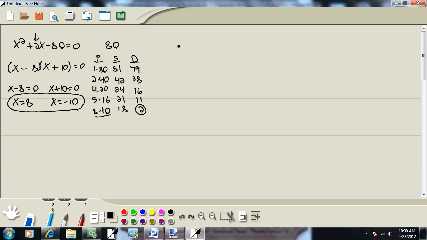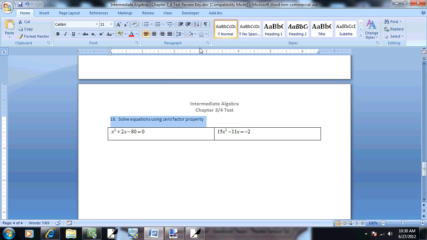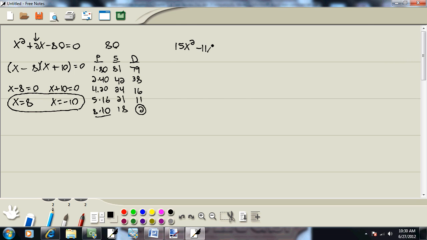Let's look at another example. We got 15x squared minus 11x equals negative 2. Well, zero factor property says first thing is you have to get 0 on one side. So I'm going to bring that negative 2 over to the left side. So we got 15x squared minus 11x plus 2 equals 0.